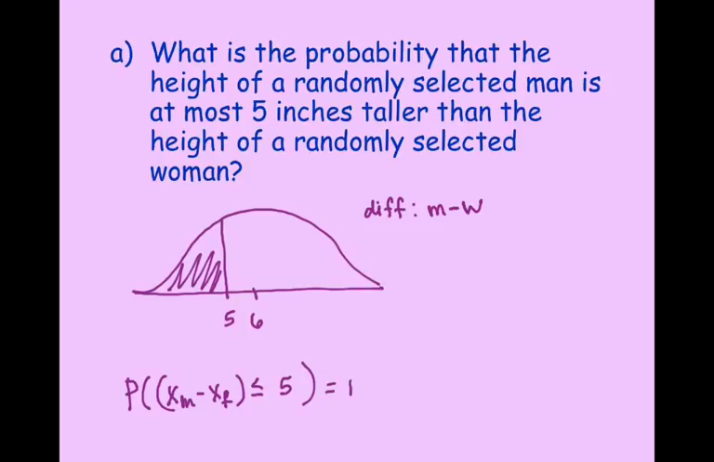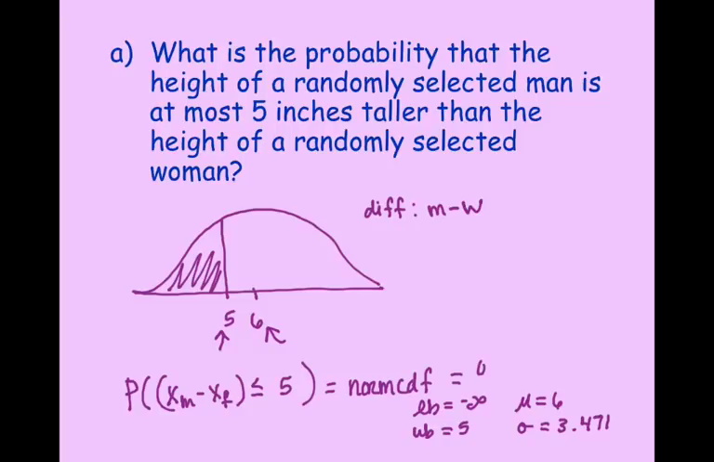So on your calculator, remember, you're going to calculate a normal CDF. My lower bound is going to be negative infinity. My upper bound is going to be the upper bound of the shaded region, 5. My mean is 6, since this curve is centered at a mean difference of 6. And my standard deviation is 3.471. This gives me a probability of a difference in height being no more than 5 of 0.3866, or a 38.66% chance that a randomly selected man and a randomly selected woman will have a height of at most 5 inches of difference, where the man is taller than the woman.